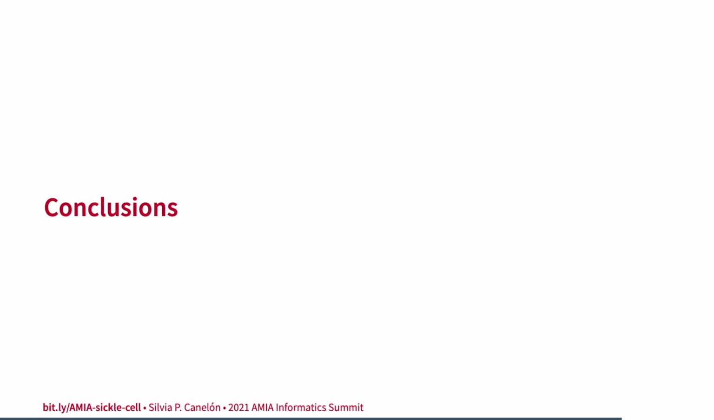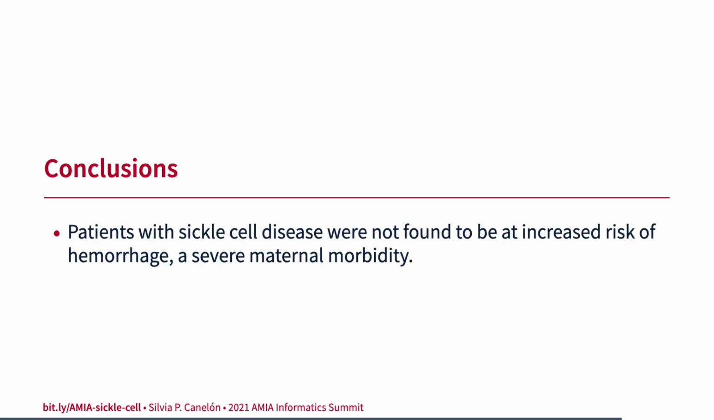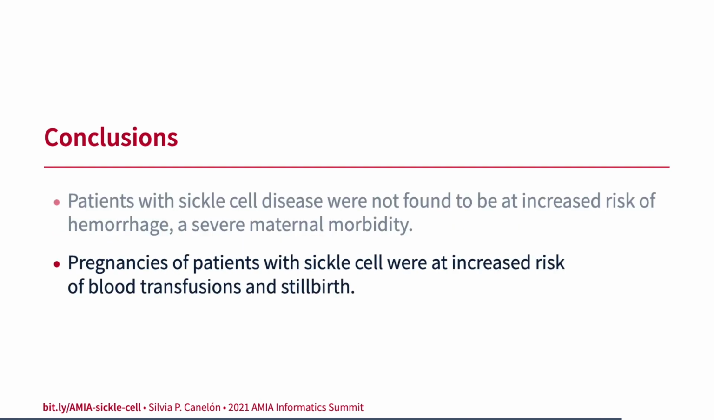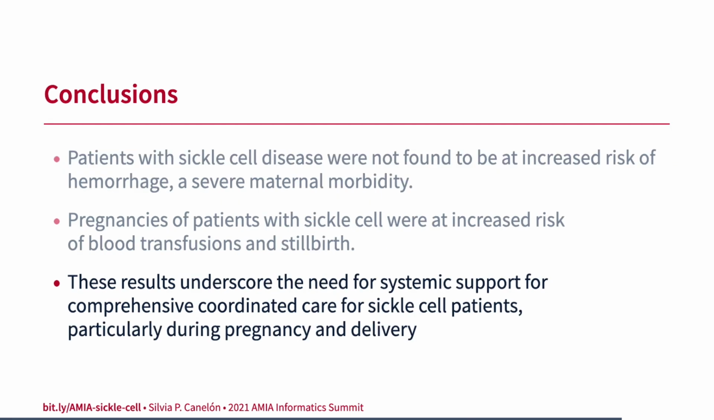In conclusion, patients with sickle cell disease were not found to be at an increased risk of hemorrhage, which is a severe maternal morbidity. Pregnancies of patients with sickle cell were at an increased risk of blood transfusions and stillbirth. And the results overall underscore the need for systemic support for comprehensive, coordinated care for sickle cell patients, particularly during pregnancy and delivery.